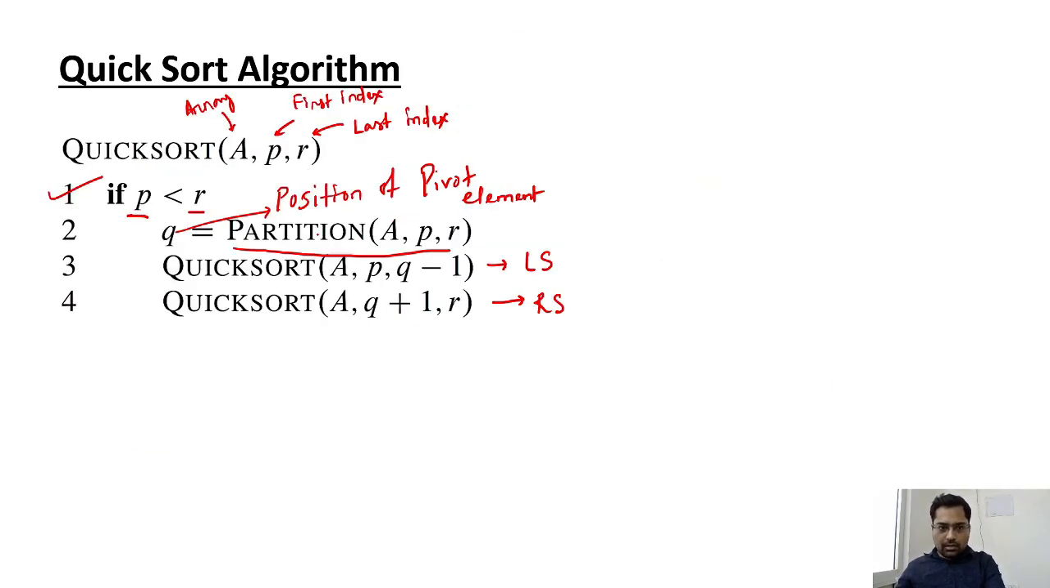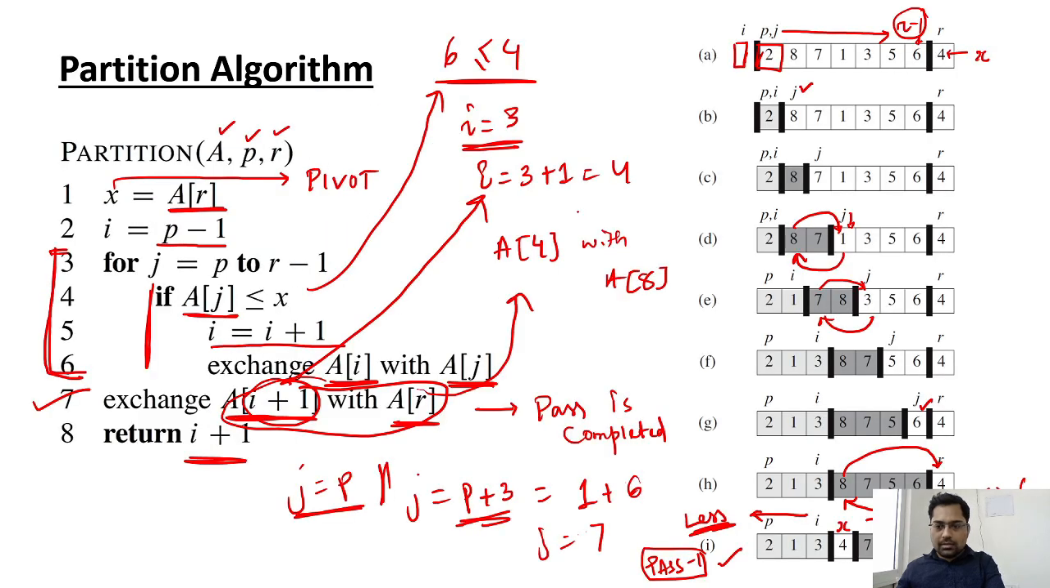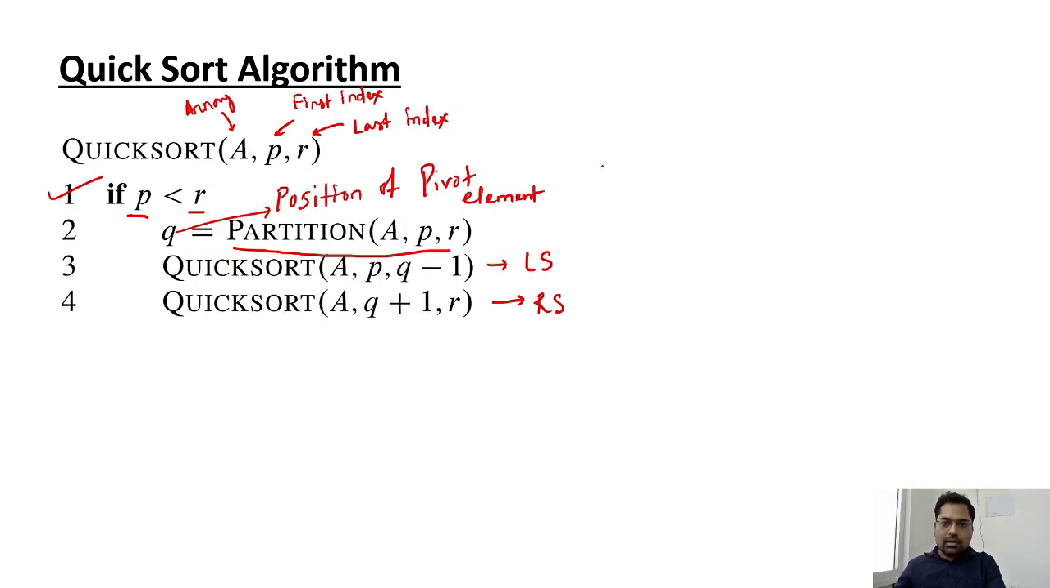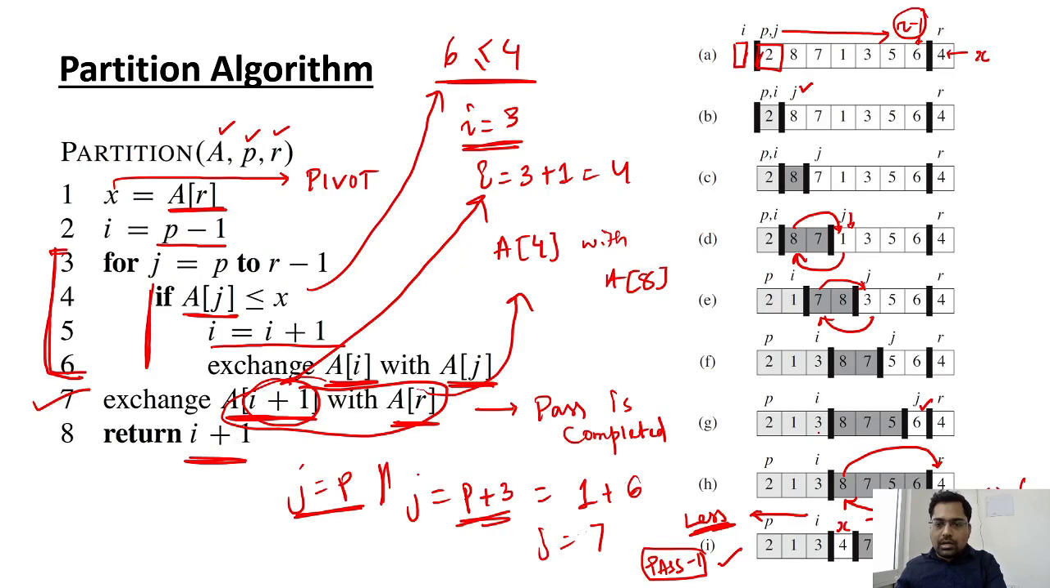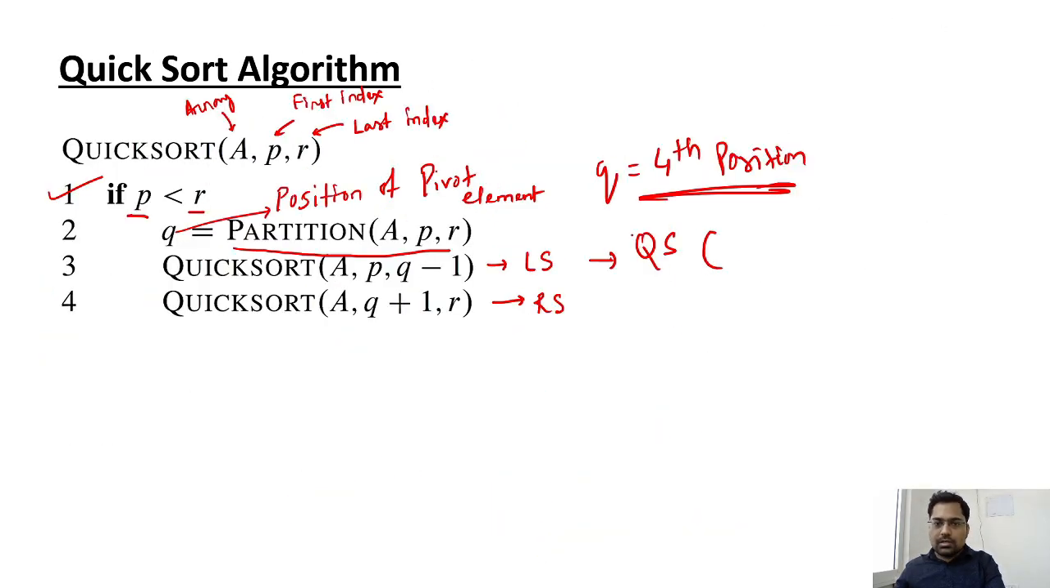Now the position of the pivot element is at the 4th location, 1 2 3 4, so we say Q is the 4th position. Once we found it at the 4th position, the left hand side will be, I must say, Quicksort of A from P, starting from 1, to Q minus 1, which is 3, because Q is 4. And Quicksort of A from Q plus 1, that is from 5 to 8.